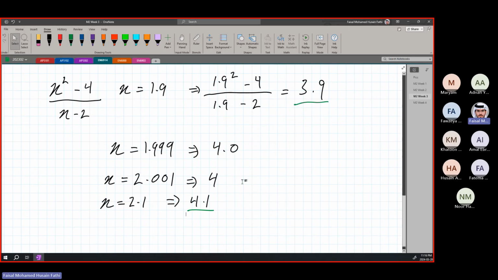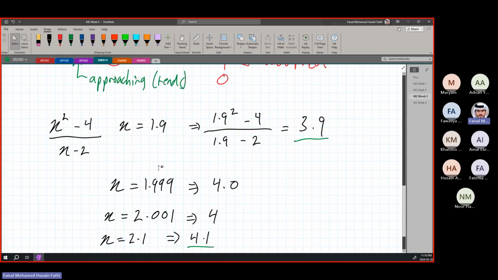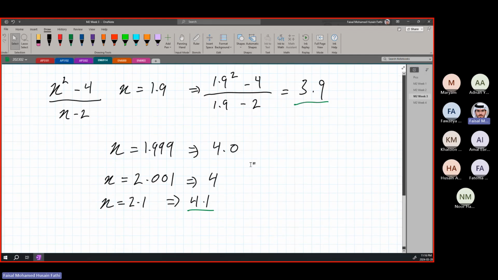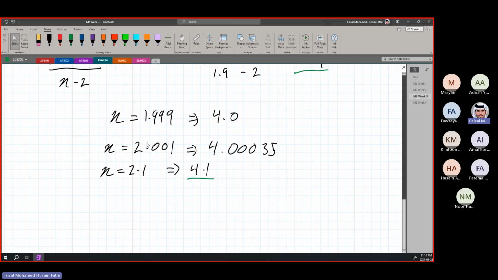So somewhere in between these two numbers the value should be equal to the limit of this function, which is going to be the answer. But this is not a very accurate way, because now we're not sure if the limit is exactly 4.0 or if we put more decimal places it's going to be 4.000, or in this case maybe 4.00035 or something like that, with a little more decimal places. So how do we solve this algebraically?